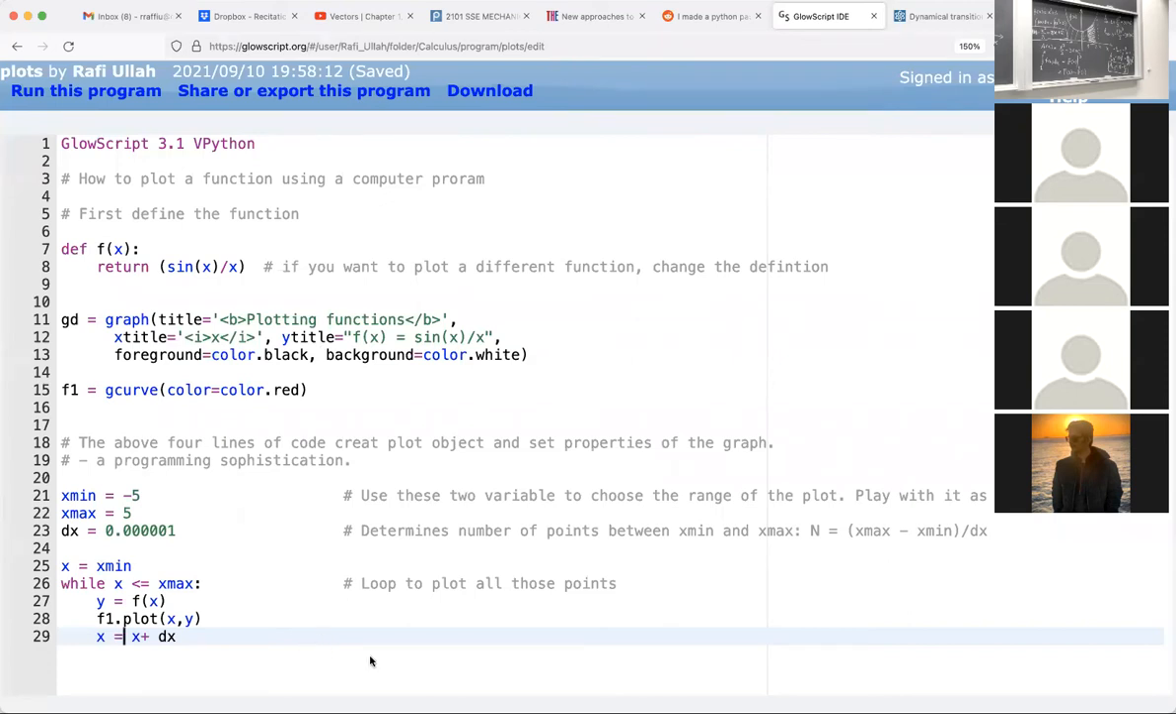So this particular computer program is written in a variation of Python called VPython, and then it is ported in GlowScript to render graphical figures and use them in the browser. So let's read this program. The first line, don't worry about it. It doesn't mean anything that concerns us.